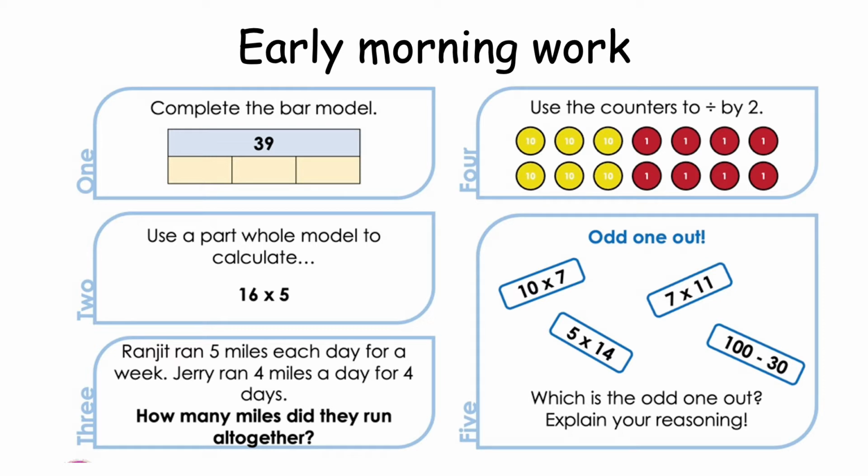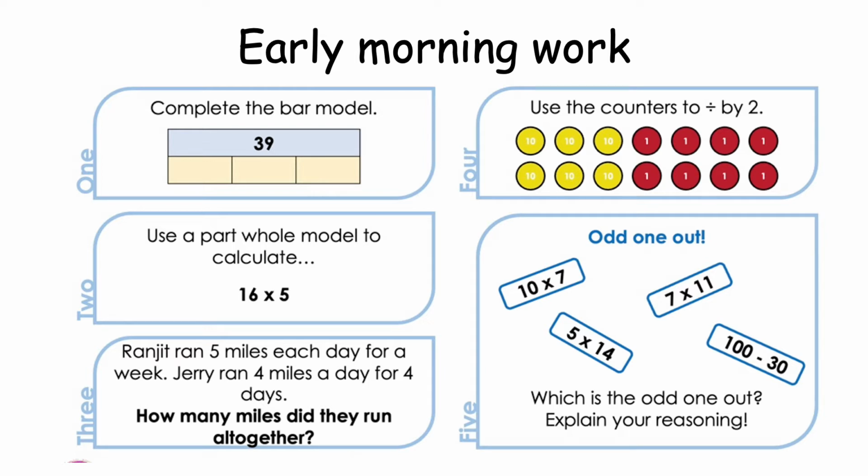Number 2, use a part-whole model to calculate 16 multiplied by 5. So in my top circle, I would do the 16 multiplied by 5 calculation. And then in the one circle, I would do 10 multiplied by 5 equals 50. And in the other circle, I would do 6 multiplied by 5 equals 30. So 10 times 5 equals 50, and 6 multiplied by 5 equals 30. 50 add 30 equals 80.